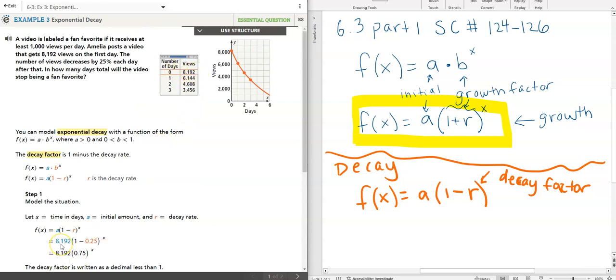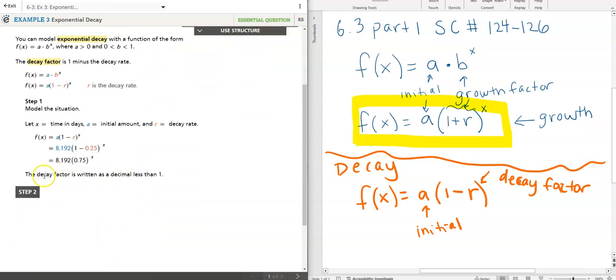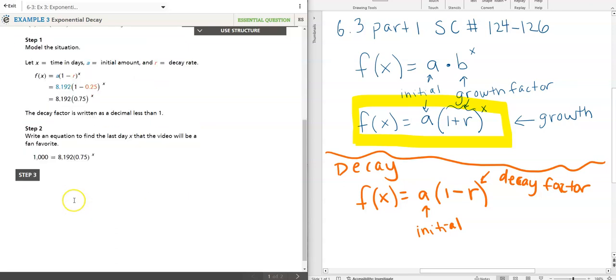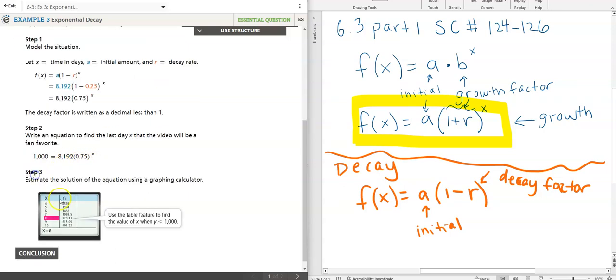Because we started with 8,192 views, that's going to be A. That's still our initial over here. Okay, we are then going to subtract from 1 25%, because up here it says 25%. And then we're going to plug this into the calculator to figure it out. The decay factor is written as a decimal less than 1 because I'm reducing it. So here's my equation. And then the last thing you do is just going to solve.